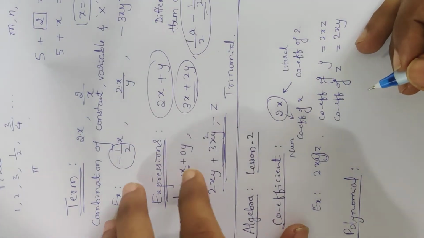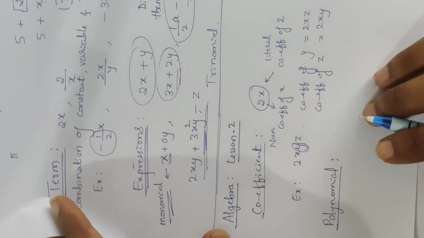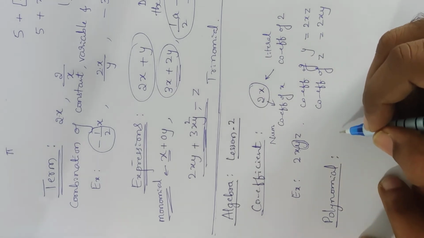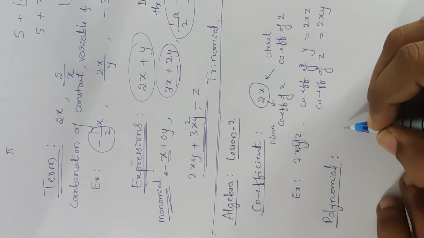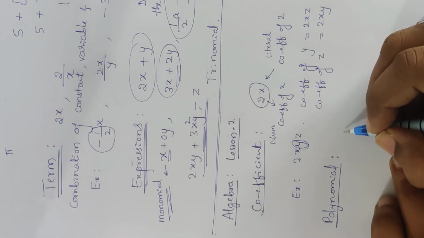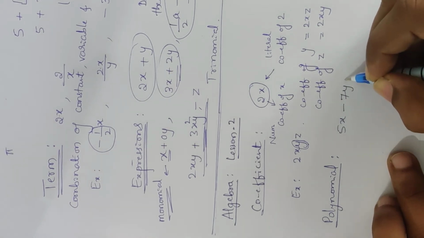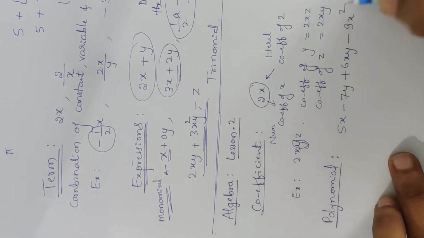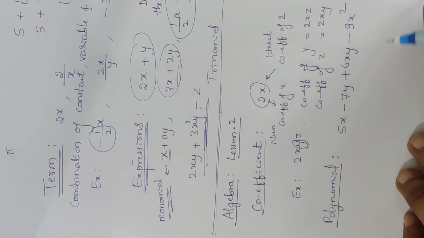A polynomial is nothing but an expression itself having two or more terms. But one condition here is the powers of the variables should be whole numbers. Let's take one example: 5x minus 7y plus 6xy plus 9x square. So this is a polynomial having 4 terms. Okay, a polynomial having 4 terms. It can have 2 or more than 2 terms.